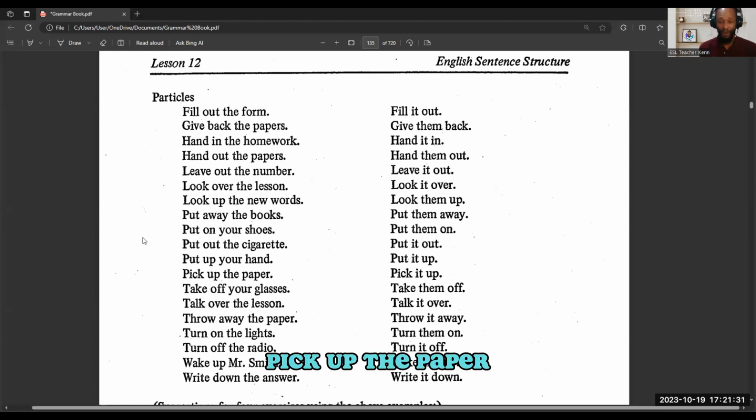Pick up the paper. Pick up the paper. Pick it up. Pick it up. Take off your glasses. Take off your glasses. Take them off. Again, take them off.